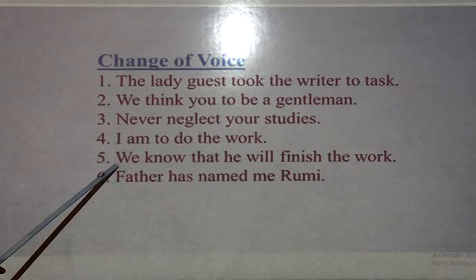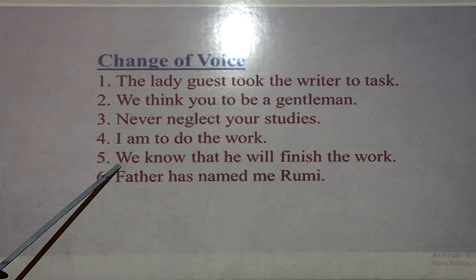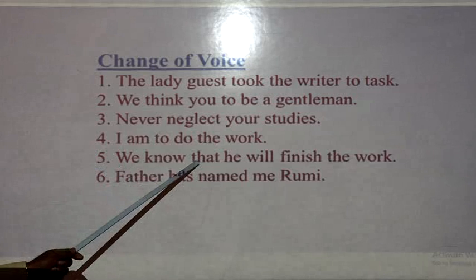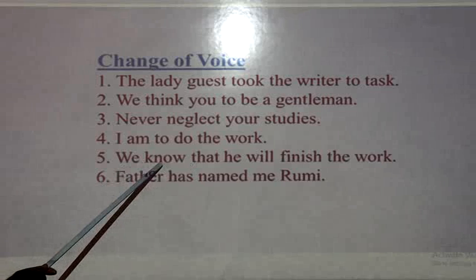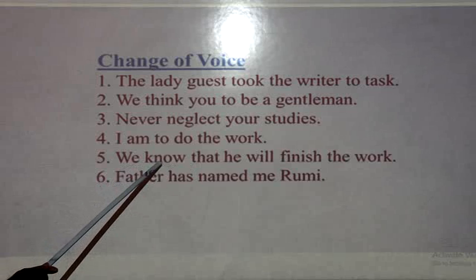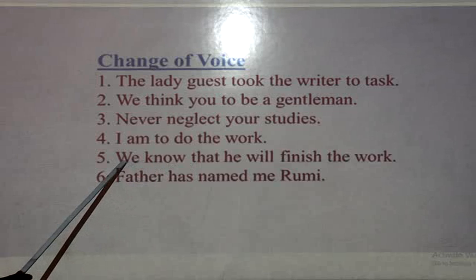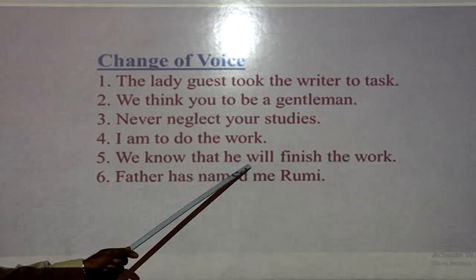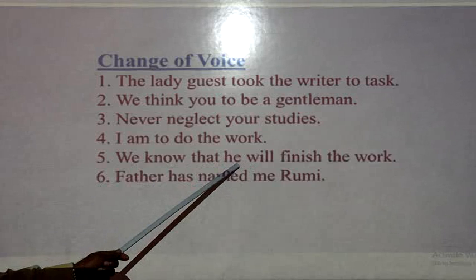Number five, we know that he will finish the work. There is the use of conjunction here. So in this case, it is known to us that the work will be finished by him. The work will be finished by him.